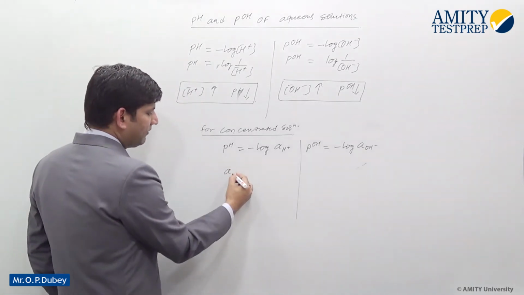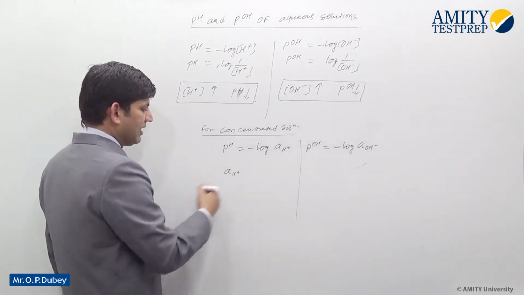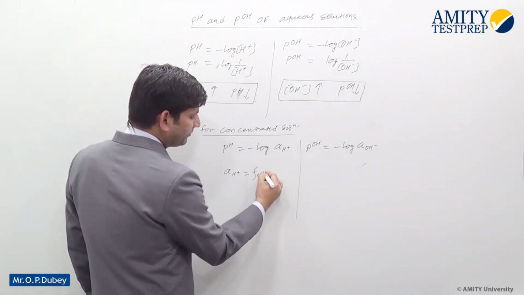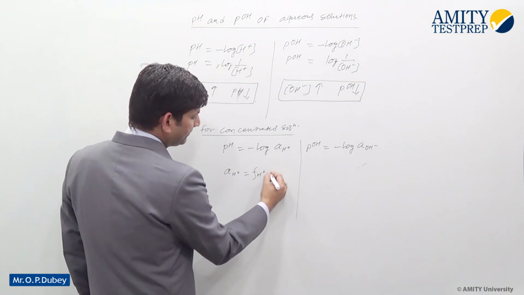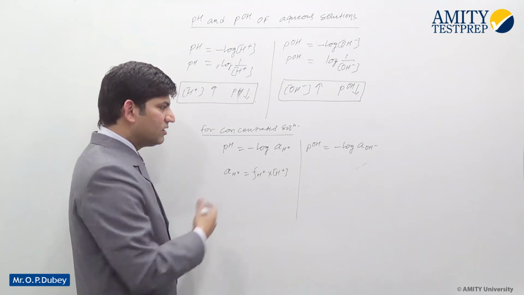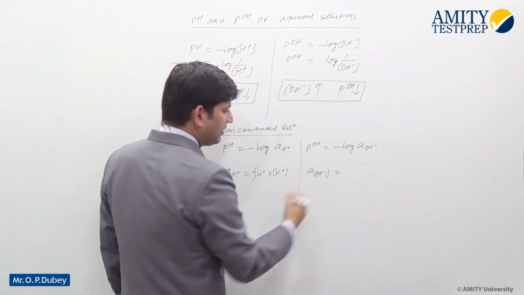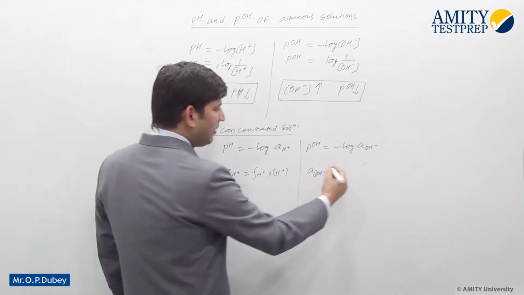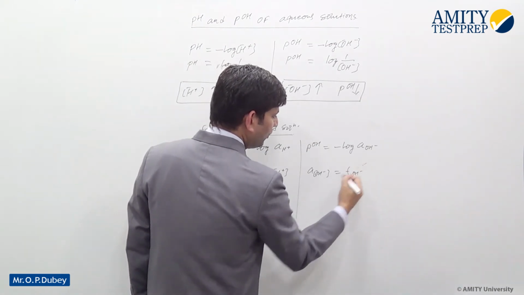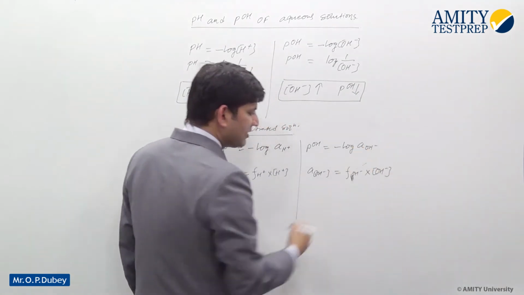The activity of an ion, either H+ or OH-, is defined as the product of the activity coefficient and the ion concentration. The activity of the H+ ion is the activity coefficient multiplied by the H+ ion concentration. Similarly, the activity of the OH- ion is the activity coefficient of the OH- ion multiplied by the concentration of the OH- ion.